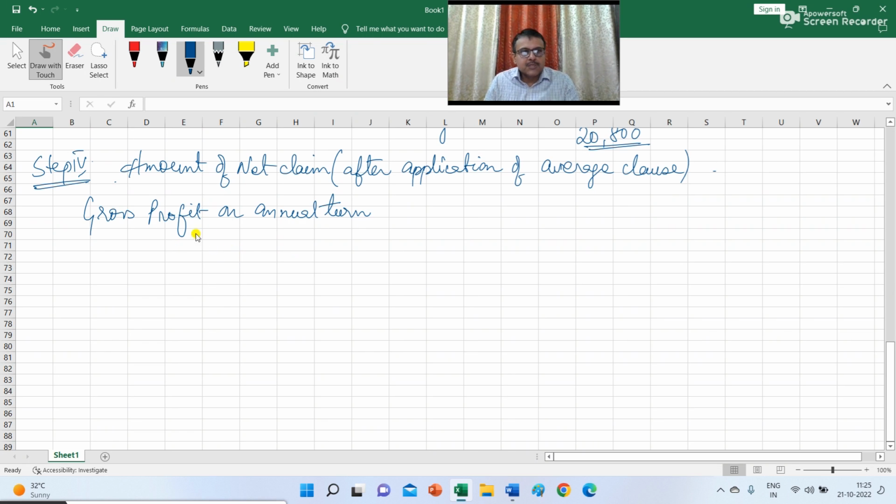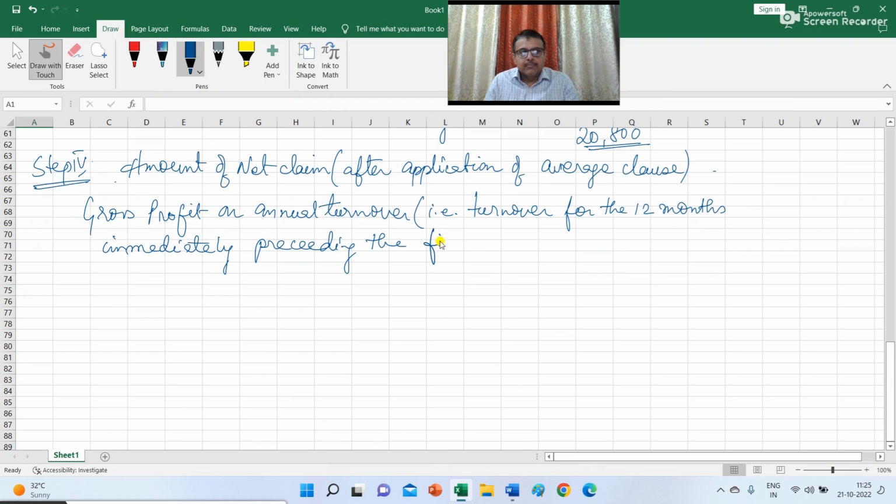This is the amount of gross profit on annual turnover, that is the turnover for the 12 months immediately preceding the fire, and this is the amount of expected insurance policy amount. This is for your understanding.